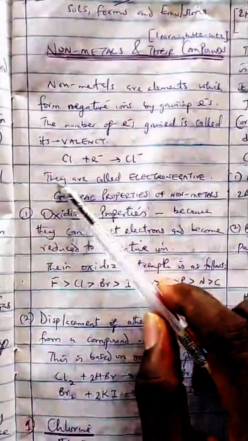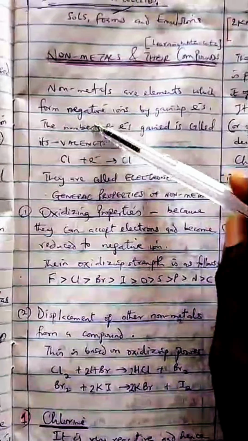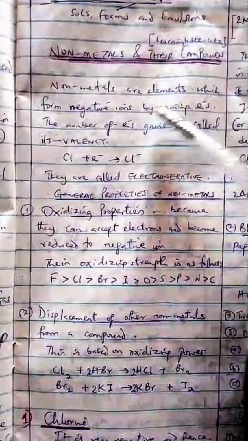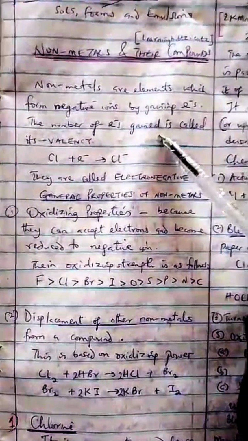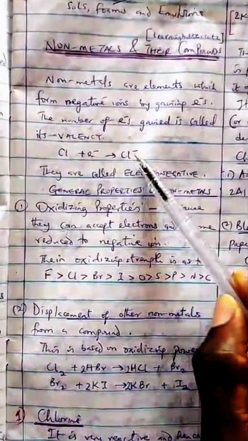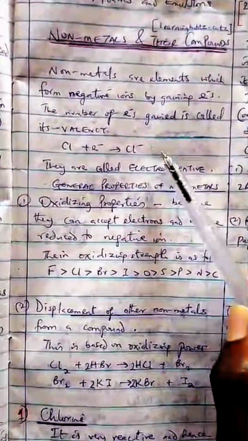Nonmetals are called electronegative because they form negative ions. They ionize by gaining electrons to become anions. So this is the chloride ion, and its valency is 1.